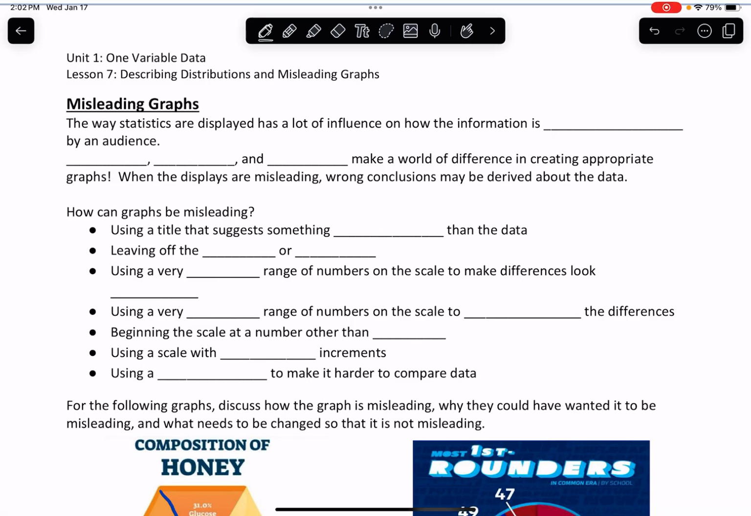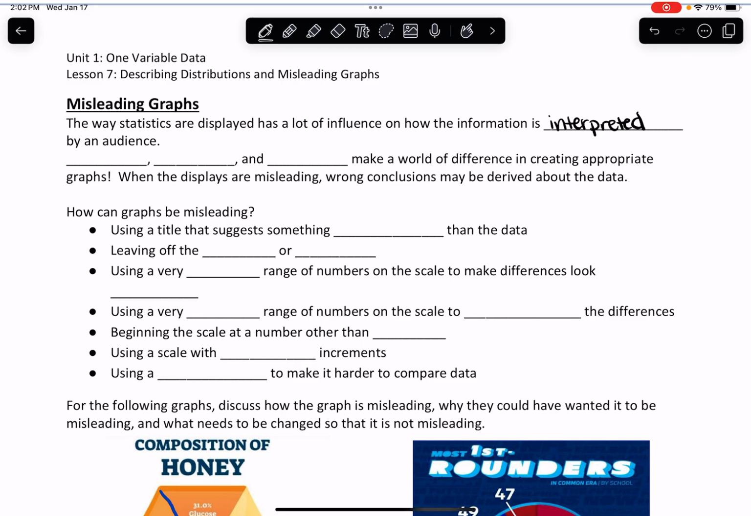This is the second half of Lesson 7, where we're going to be going over misleading graphs. And this is really what the whole course is about. Statistics display has a lot of influence on how information is interpreted by an audience. We have to know how to display our data properly in order for it to be interpreted appropriately by our audience.